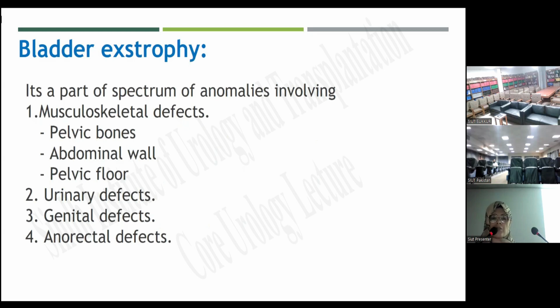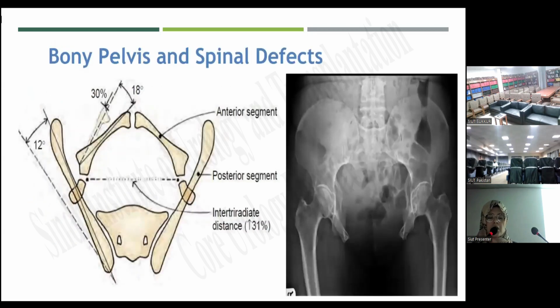Basically, bladder exstrophy is a spectrum of anomalies that involves musculoskeletal defects, including the pelvic bones, abdominal wall, and pelvic floor, and urinary defects, genital defects, and anorectal defects. We're going to discuss each of them separately. First of all, we are going to discuss the musculoskeletal defects that involve the bony pelvis and the spinal defects.